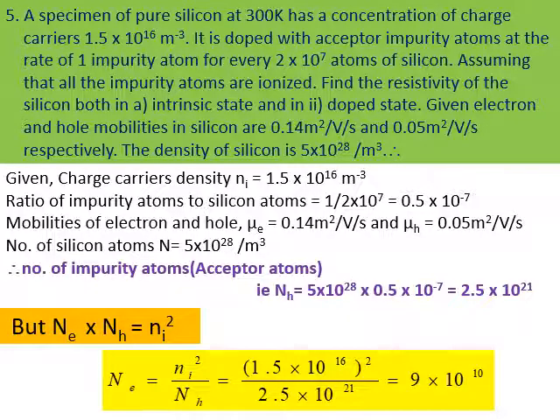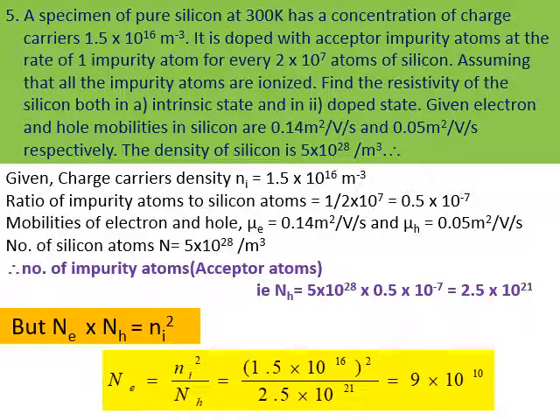Meantime, it is said the impurity atoms are added at 1 impurity atom for every 2 × 10⁻7 atoms of silicon, and it is an acceptor. Acceptor means it can accept an electron, so holes are going to be the majority charge carriers. So we can easily calculate the ratio of the impurity atoms to silicon atoms, that is 1 divided by 2 × 10⁻7, which will give you 0.5 × 10⁻7.